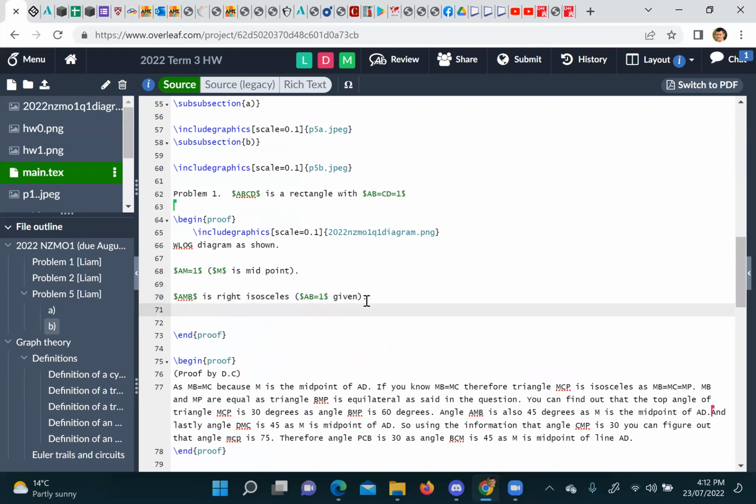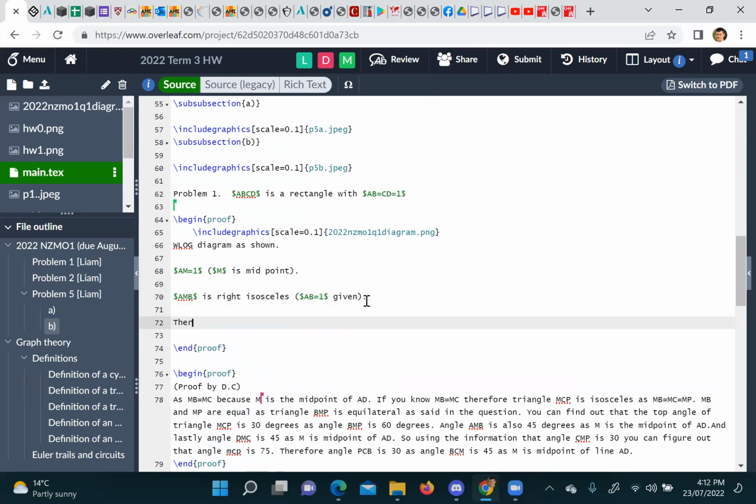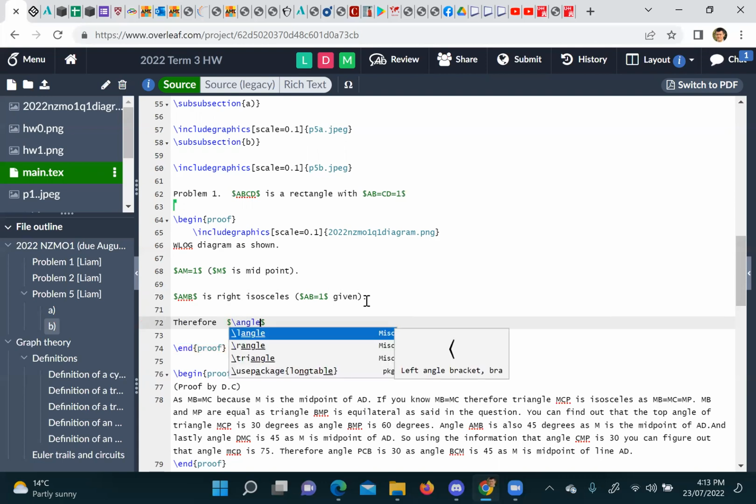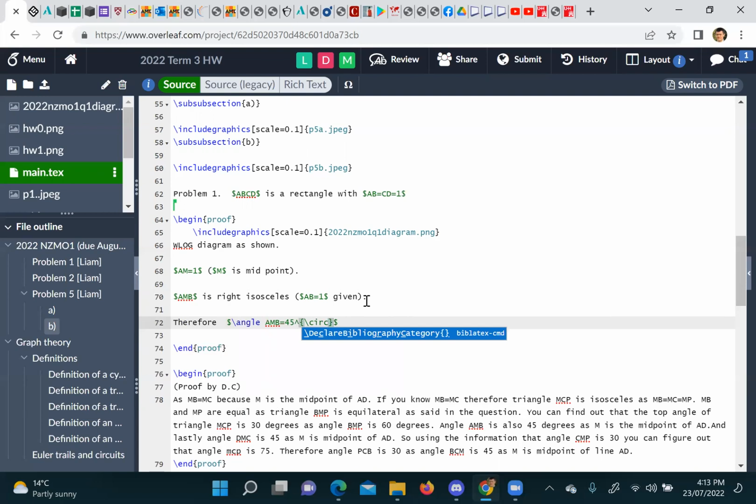Okay, and then you could say, therefore, angle AMB. The command for angle, would you believe, is angle. AMB equals 45, and if you want a degree symbol, it's circ. That makes sense?